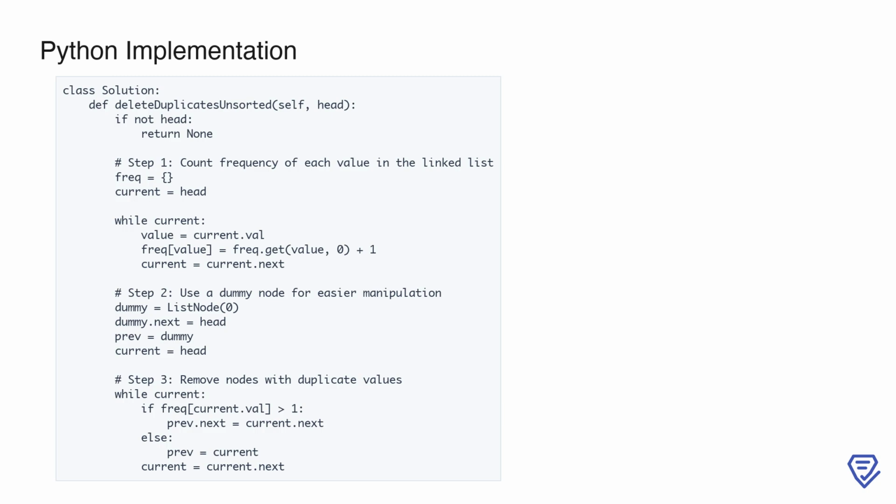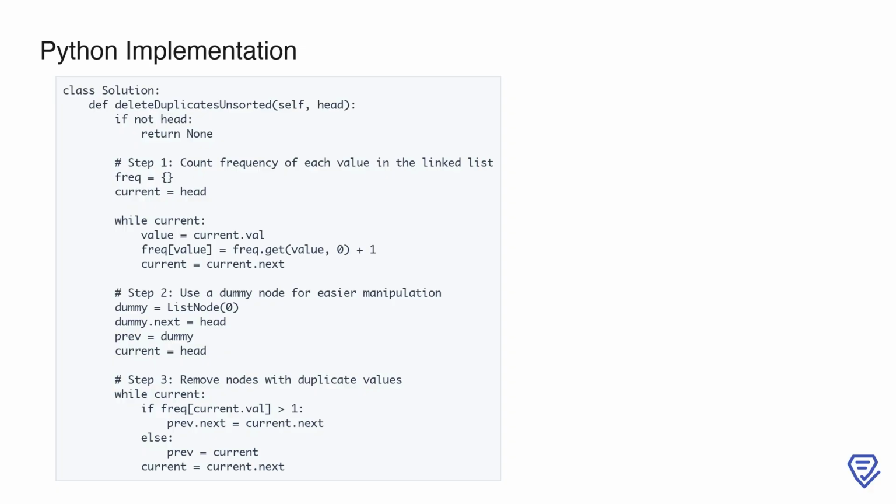After counting the frequencies, we create a dummy node with a value of 0. This dummy node helps simplify the manipulation of the list, especially when removing elements. We set its next pointer to the head of the list. We also initialize two pointers, previous, starting at the dummy node, and current, starting at the head. These pointers will help us traverse and modify the list as needed.